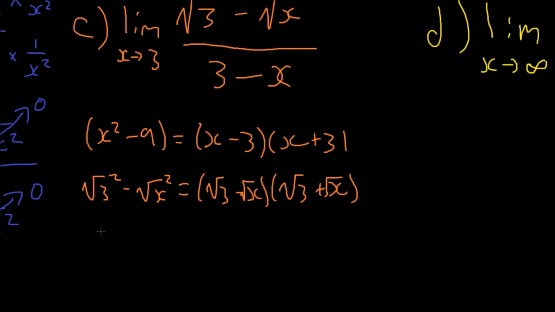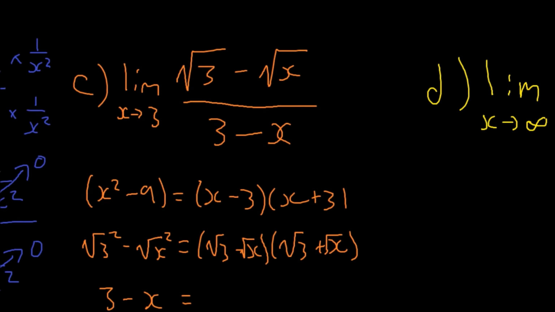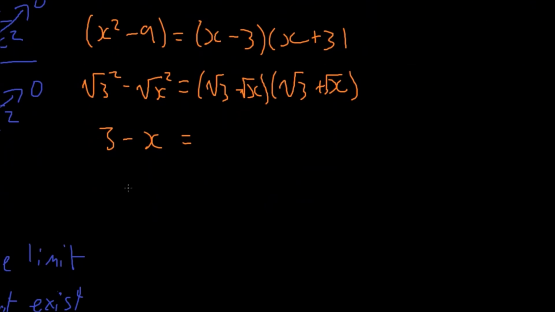So this is going to be 3 minus x, which is totally rational. So let's go ahead and take this term right here. Let's take that, and we're going to multiply the top and the bottom by root 3 plus root x. And we're going to continue that down here.